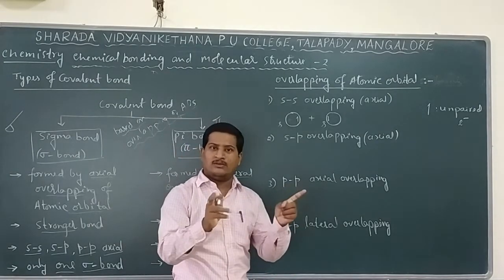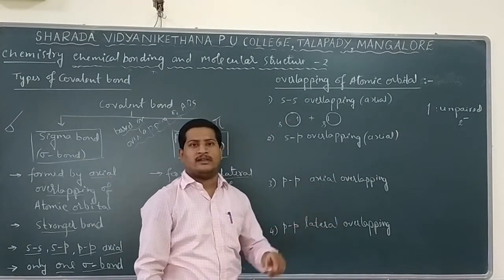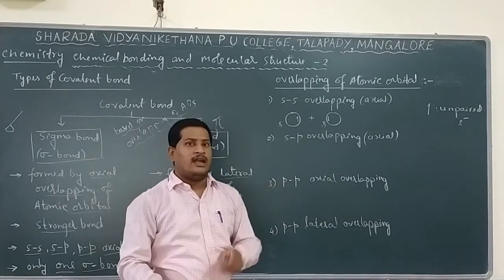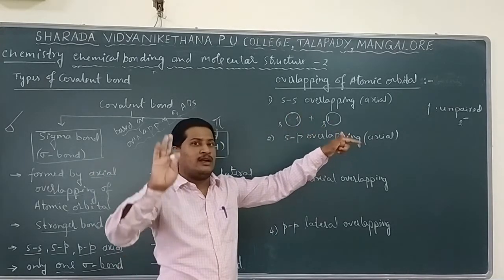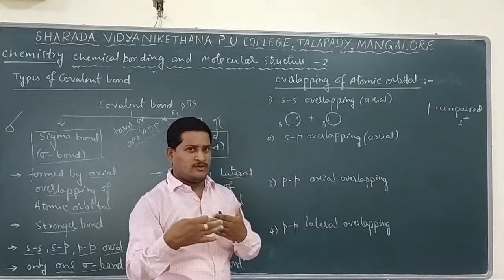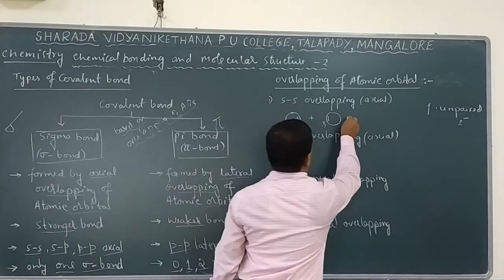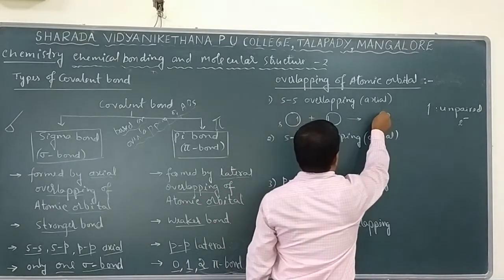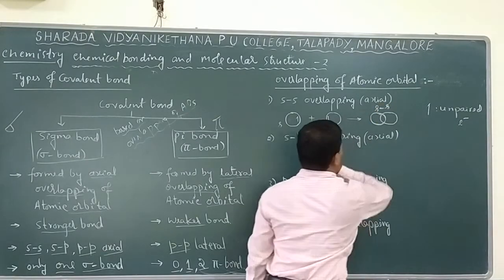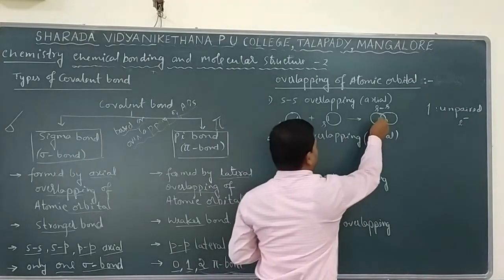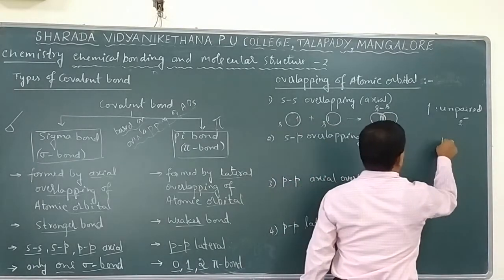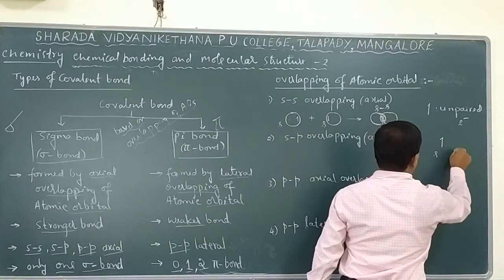So bond formation needs 1 electron. In the previous examples, 1 electron of hydrogen is shared with 1 electron of another hydrogen, and 1 electron from hydrogen with 1 electron from chlorine, and singly from one nitrogen to another nitrogen. So 1 electron is needed. If an S orbital overlaps with an S orbital, that produces SS overlapping. So what happens during overlapping? This is 1 electron from this S orbital, and another 1 electron from the other S orbital.